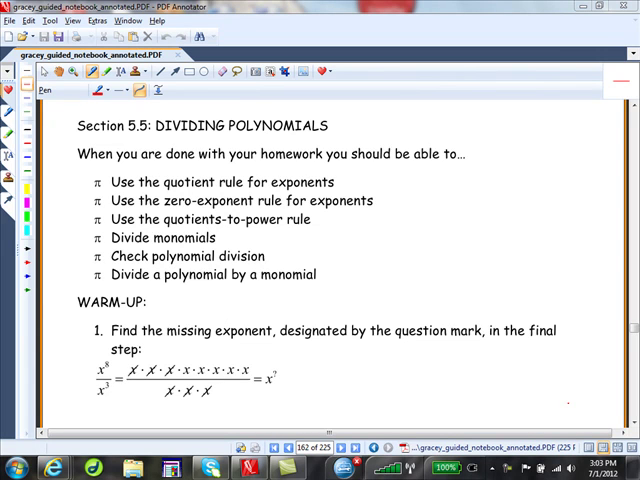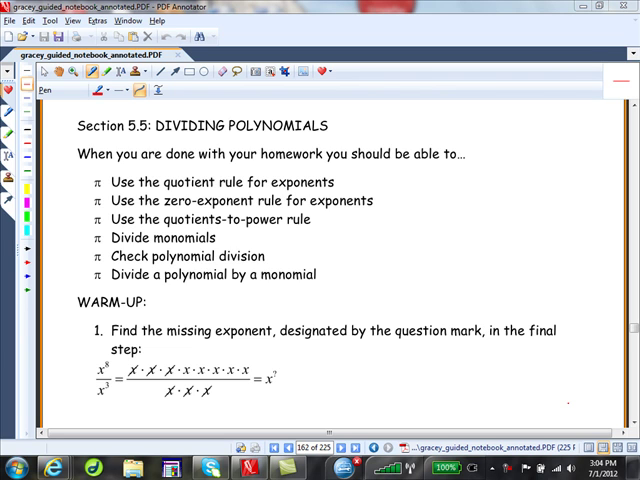Hi there, this is Professor Shannon Gracie, and we are working out of Robert Blitzer's Introductory and Intermediate Algebra for College Students textbook. We are now on section 5.5, which covers dividing polynomials.